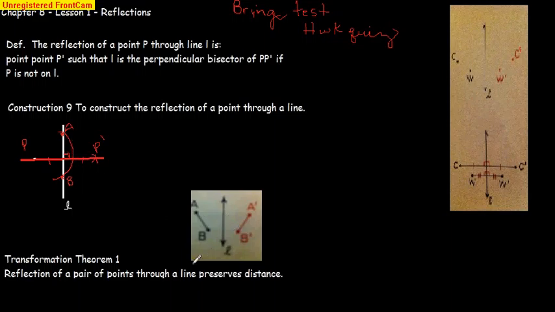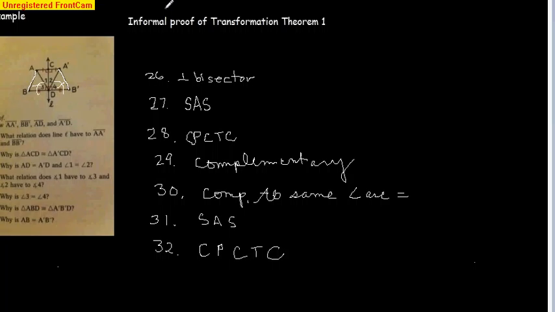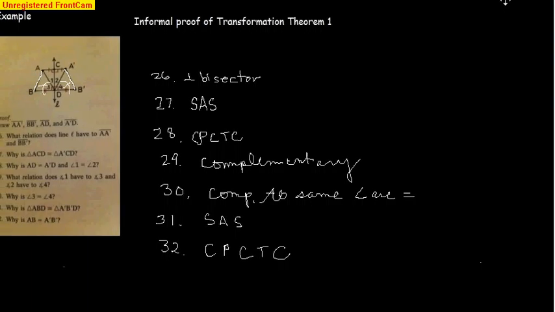Then we have a transformation theorem. It says reflection of a pair of points through line L preserves distance. So if we reflected A to A prime and B to B prime, the distance between A and B and between A prime and B prime are going to stay the same. So I did an example. I did a couple problems from your homework for that. Let's see if I can get that up here. Let's see if I can move it in the recording area. Maybe I can't. There we go.